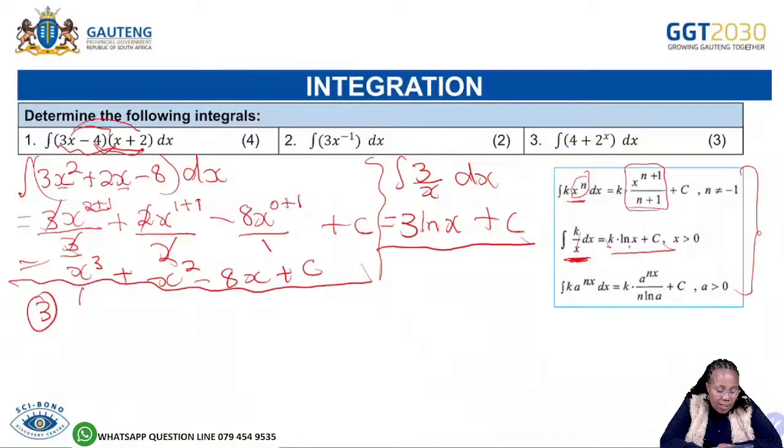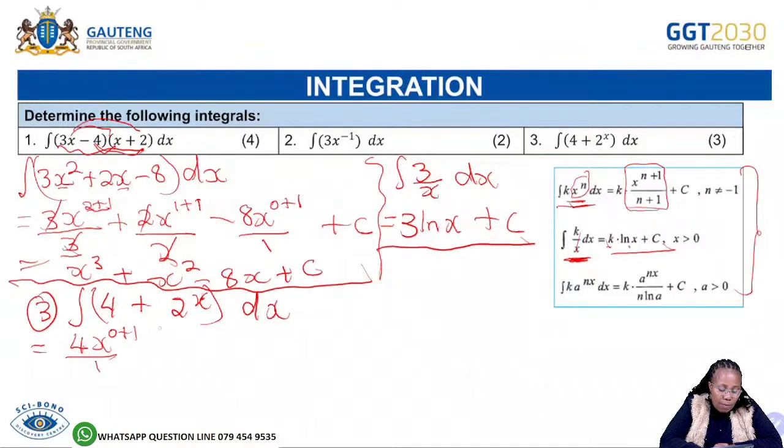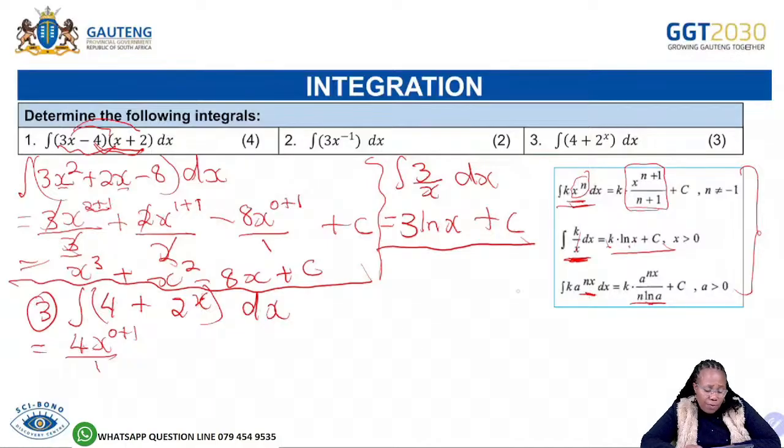And then the last one, number 3, we are having the integration of 4 and the integration of 2 to the power x there. So we are having 2 integrations. A constant is x to the power 0, method number 1. So you leave the constant value, to the power 0, you add 1 over 1. And the second is a to the power x, can you see that? You leave a constant value. We don't have a constant here, we have a value which is 2, okay?